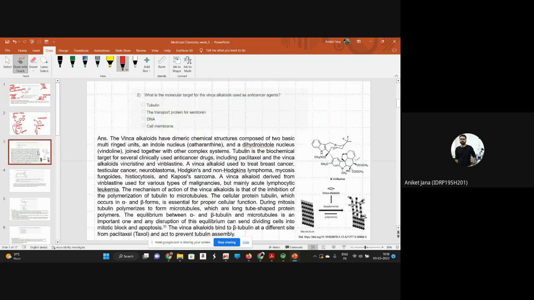Okay, so let's move to our next question. What is the molecular target of vinca alkaloids used as anti-cancer drugs? So now tell me, what is its target?